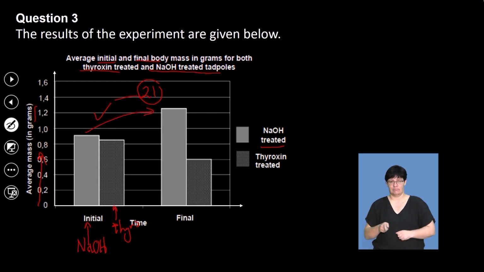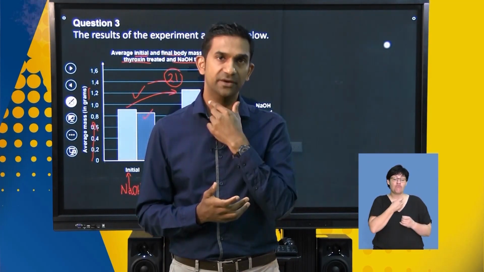If we compare the group that had thyroxine, we would see that there's a significant decrease in the body mass of the group that were treated with thyroxine. Now, in order for us to understand and interpret these results, we've got to go back to the function of thyroxine. Now remember that thyroxine is released from the thyroid glands. And the function of thyroxine is to maintain, most importantly, your basal metabolic functioning.